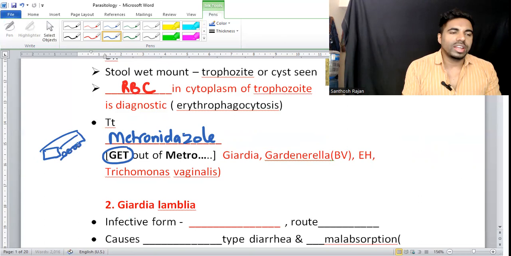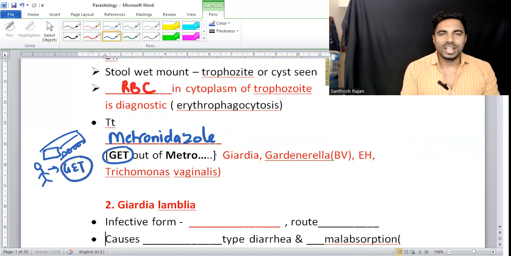Okay, this is a metro train. Let's say it's coming. So if you're standing here, what will you say? You'll tell them to get out of the way, right? Get out of the way. So G stands for Giardia, E for Entamoeba histolytica.